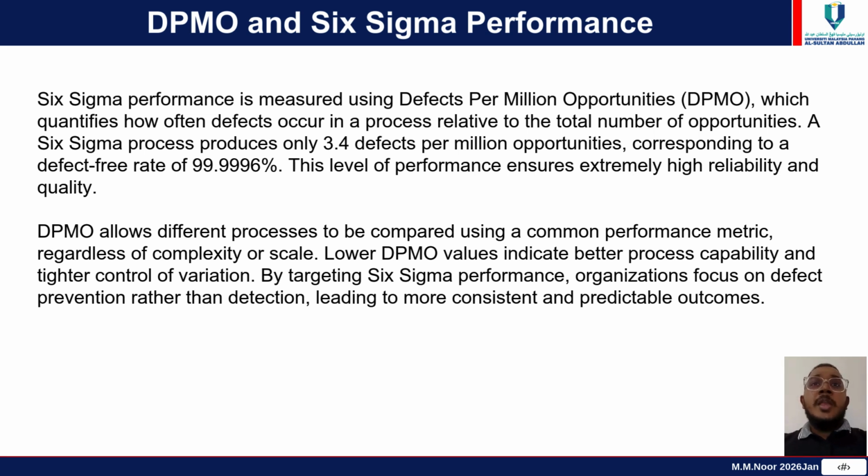After that, DPMO and Six Sigma performance. Six Sigma performance is measured using defects per million opportunities, or DPMO. This metric shows how often defects occur relative to the number of opportunities for error. At Six Sigma level, only 3.4 defects occur per million opportunities, which corresponds to a quality level of 99.9996%. This highlights the emphasis on defect prevention rather than detecting defects after they occur.